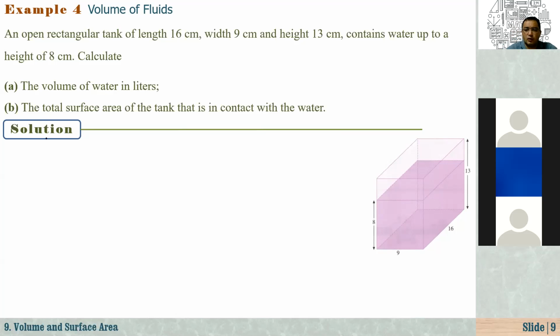How do you find the volume of the water? So part A, volume of the water is equal to base area, that's 9 times 16, and we should multiply by height. That's equal to 8. So what is it? 9 times 16, that is 90, and 54, 144. 9 times 16 times 8, that's equal to 1152. And that is cm cubed.